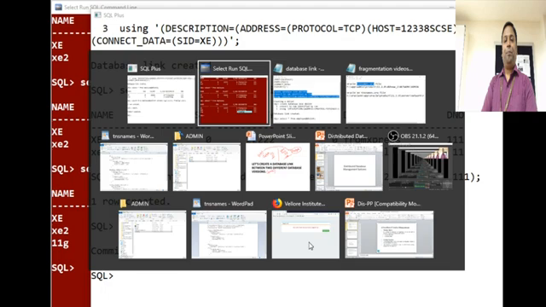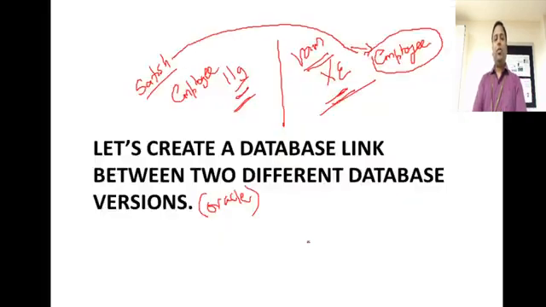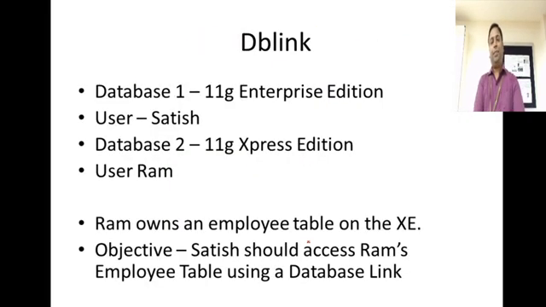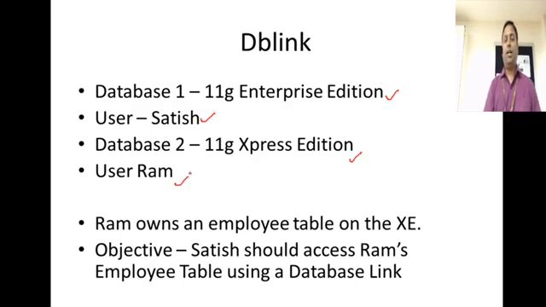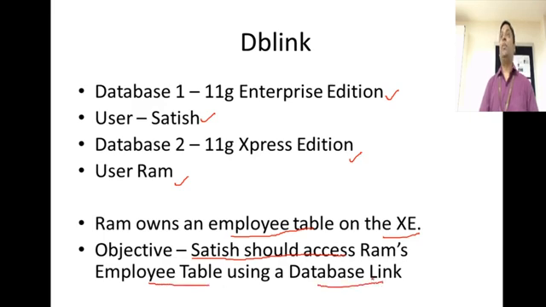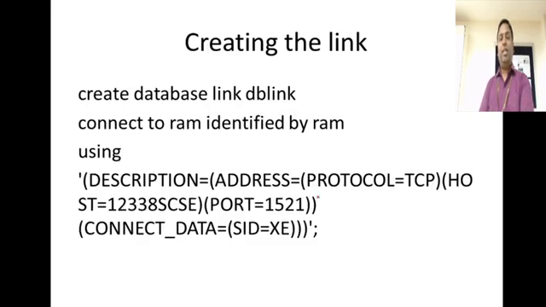Okay, so there are other things that we have to concentrate on. Let's go and see. This is what I have shown you. I have used 2 different database servers: one is 11G Enterprise Edition, the other 11G Express Edition. The user is Satish, and the user is Ram. Ram wants an employee table on the Express Edition. The objective is that Satish should access Ram's employee table using a database link. That is our objective, and we have achieved that by creating a database link.